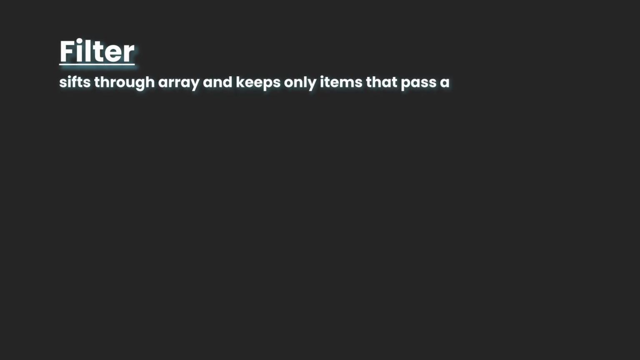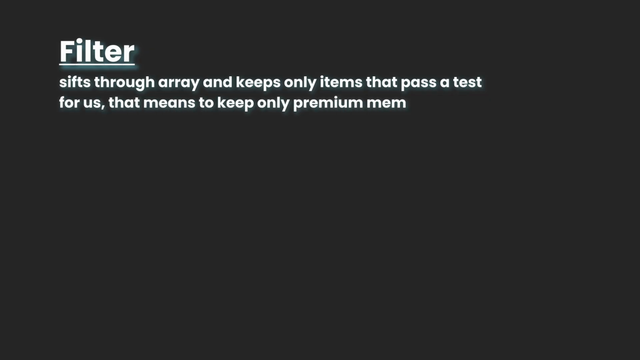First up is filter, and it does exactly what it sounds like. It sifts through your array, and it creates a new one that only has the items that pass a test that you give it. For our problem, we need to pull out just the premium members. So we will use filter to check each user and only keep the ones where their membership status is premium.